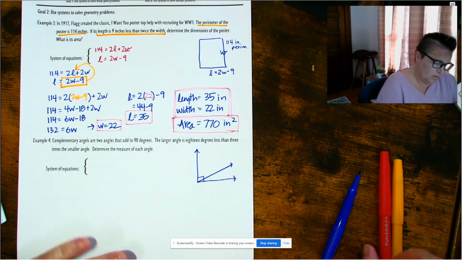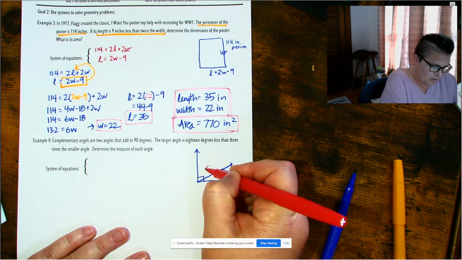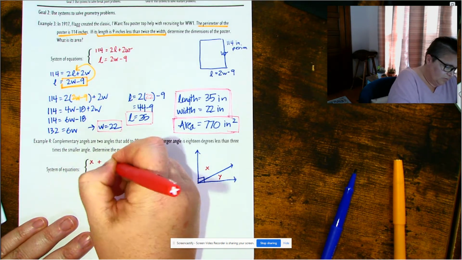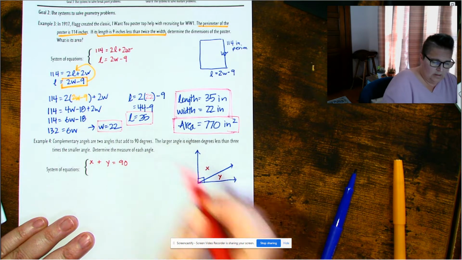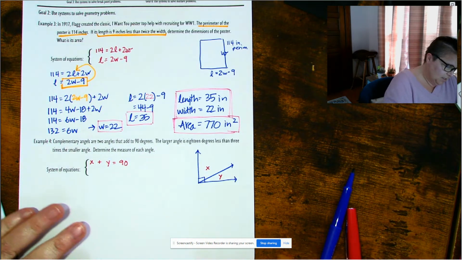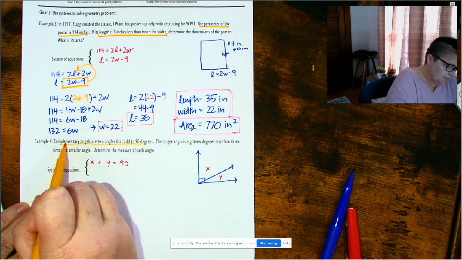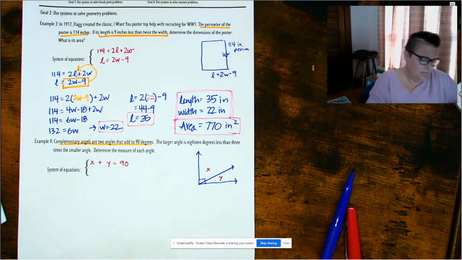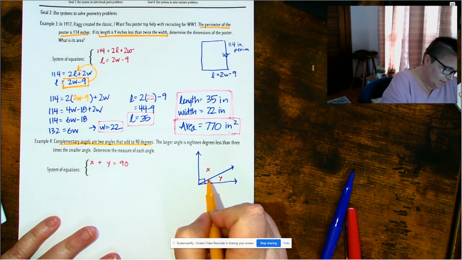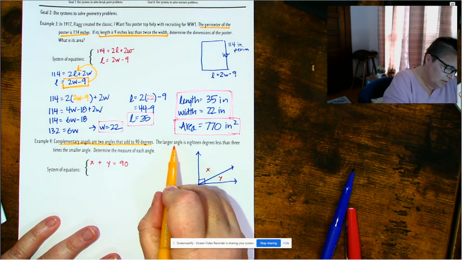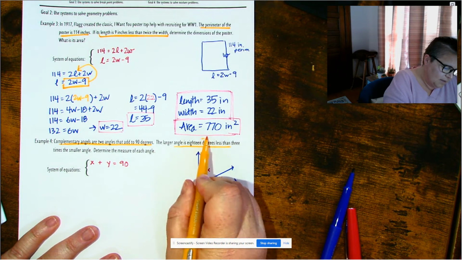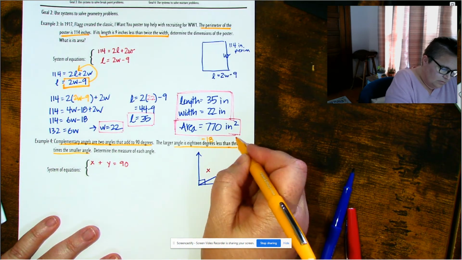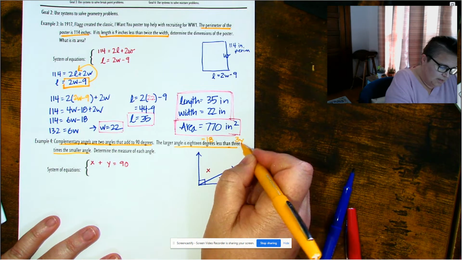Okay. So I know that these two angles, let's call them X and Y, have to add up to be 90. That gives me my first equation. X plus Y is going to equal 90. Two angles that add to 90 degrees. That's where I got that piece of information. The larger angle, based on my quick drawing here, that's the X. This larger angle is 18 degrees less than, that's a minus 18, 3 times the smaller angle. So that's going to be 3 times the smaller angle of y.